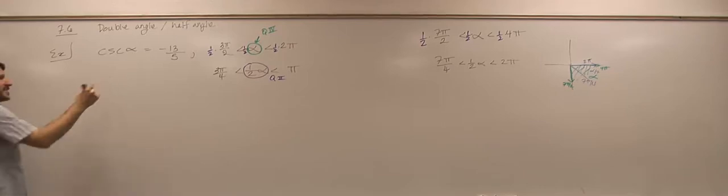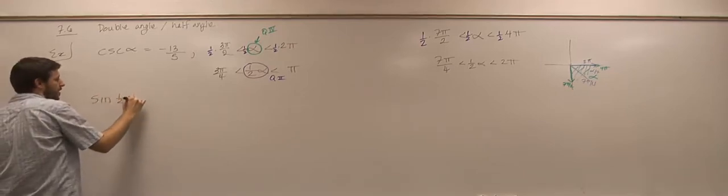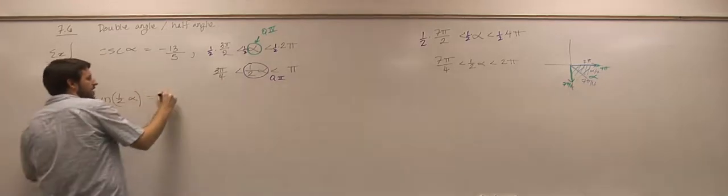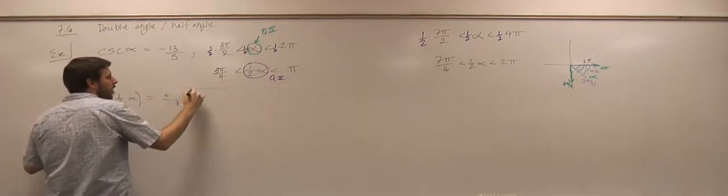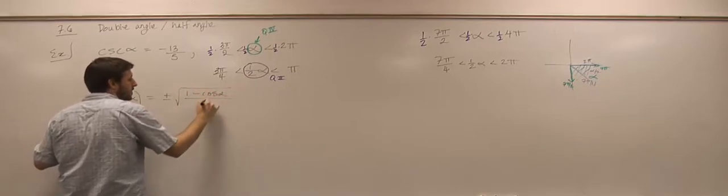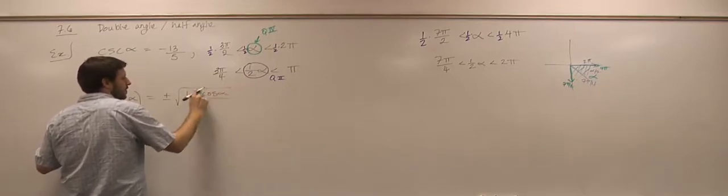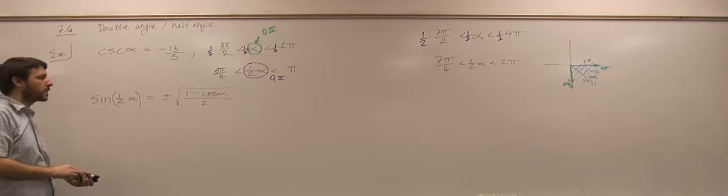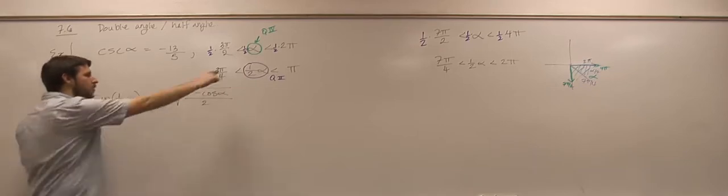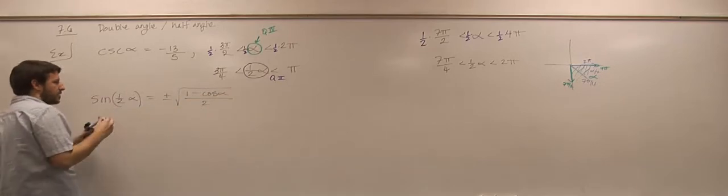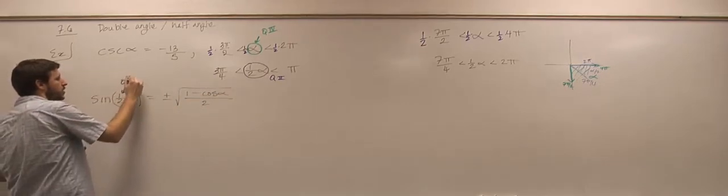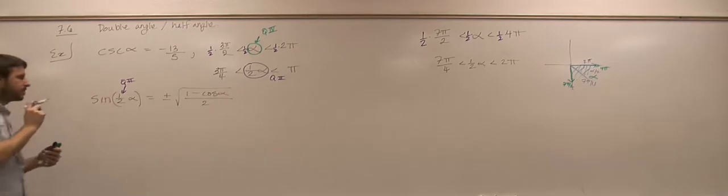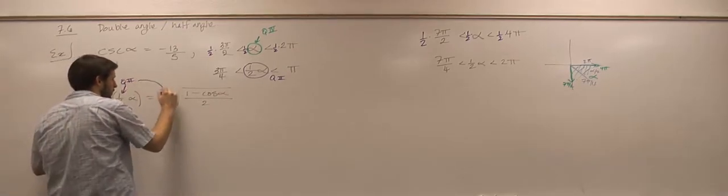Now we need to go on. If we're trying to find sine of 1/2 alpha, our formula is plus or minus the square root of (1 minus cos alpha) over 2. This is the formula. Now, let's go ahead and choose that plus or minus right away. Which one's it going to be? Plus, because 1/2 alpha is in quadrant 2, and in quadrant 2, sine is positive. So choose a plus.